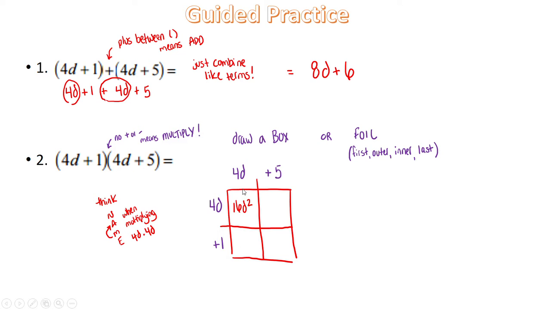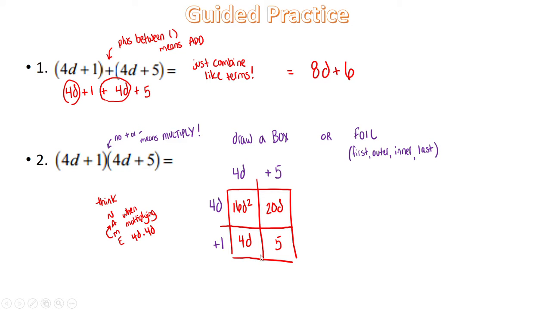So we're going to multiply 4D times 1 to be 4D. And if we move over to the second column times the first row, then 5 times 4D becomes 20D. And then 5 times 1 for the last row is 5. Make sure you multiply, not adding there. Now, there's one more thing to do here.